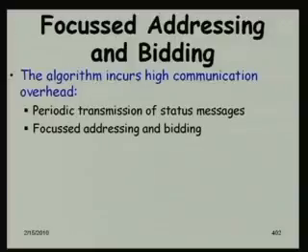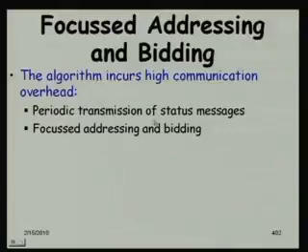There are two components. One is that the status messages have to be periodically transmitted. Every node broadcasts its own status and then they are updated. The other component of the communication overhead is due to the focused addressing. It will send out RFBs. The request for bids will be sent out to the focused processors, and then the bids are made, and then the task is migrated, right.